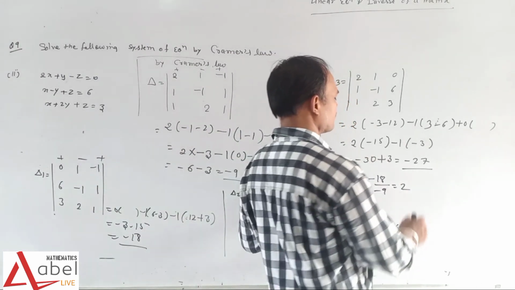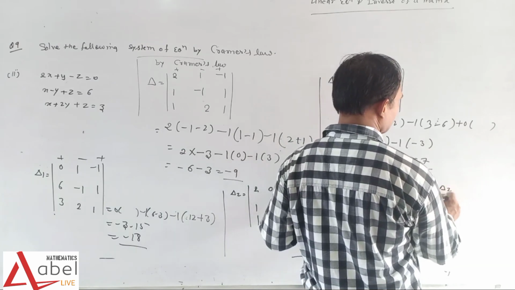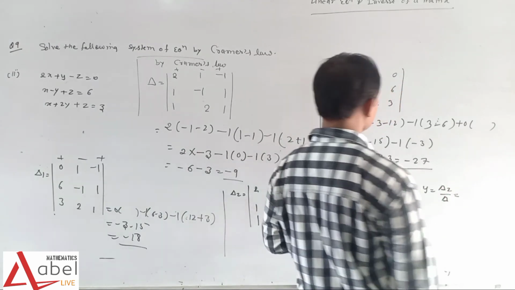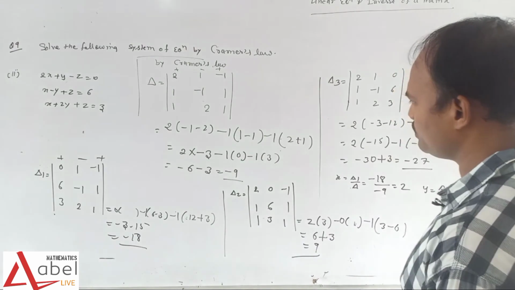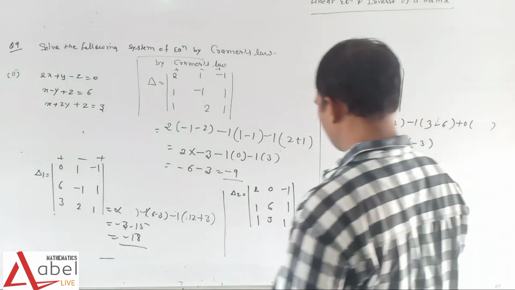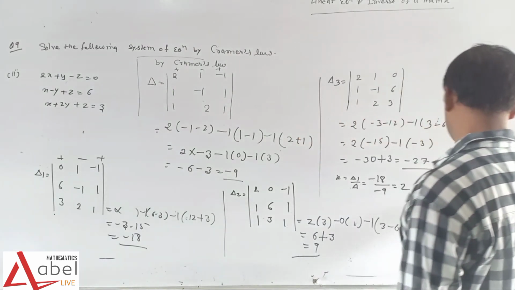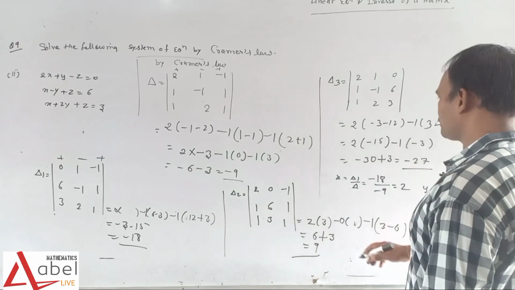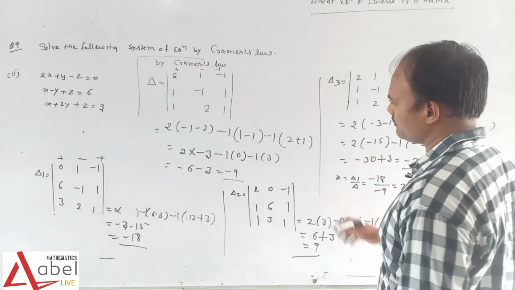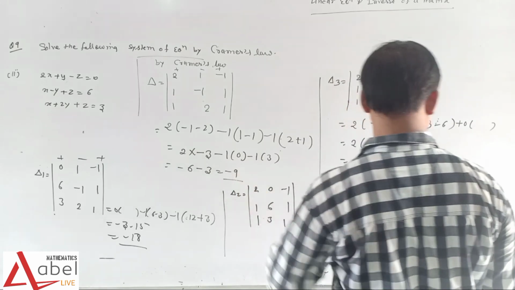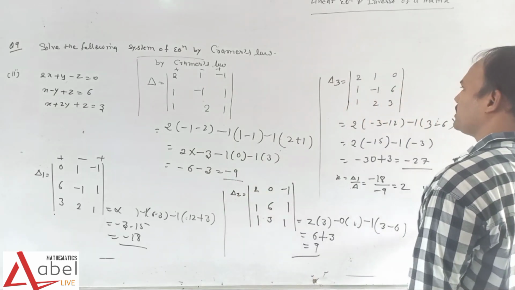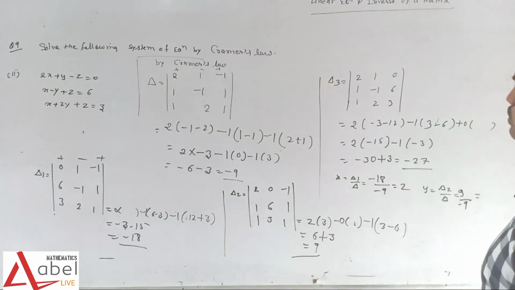Now the value of y, how can we find the value of y? It is delta 2 upon delta. So what is the delta 2? Let's see the value of delta 2. It is 9 and it is delta 2. Delta is also minus 9. So we can say that it is minus 9 and delta 2 is 9. So it is minus 1.